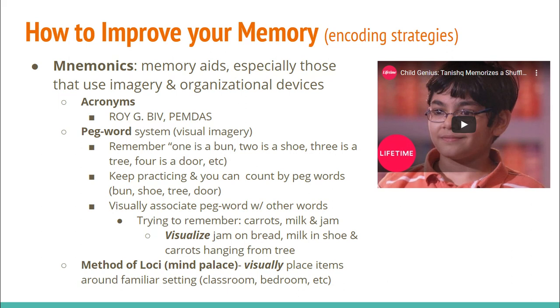Red, orange, yellow, green, blue, indigo, violet, right? That's not as easy as my friend Roy G. Biv, right? Easier to remember. An acronym. Love acronyms. Pegword systems, these visual imagery. There's lots of great examples of this.